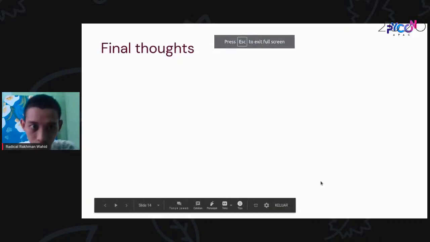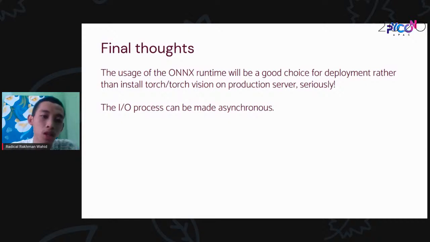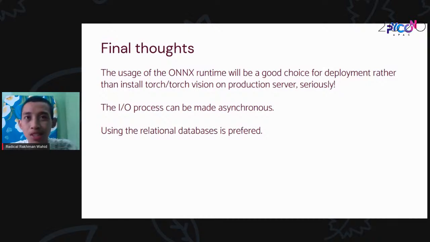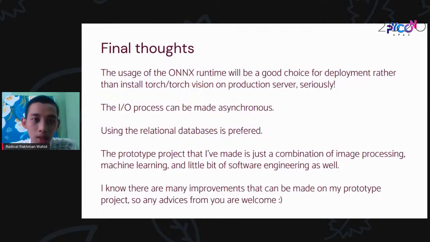Okay, a final thought. Using the ONNX runtime will be a good choice for development rather than installing Torch or Torchvision on the production server. The I/O process can also be made asynchronous for the web server. And using a relational database is preferred, since Firebase uses a NoSQL database. The prototype project that I have made is just a combination of image processing, machine learning, and a little bit of software engineering. I know there are many improvements that can be made to my prototype project.